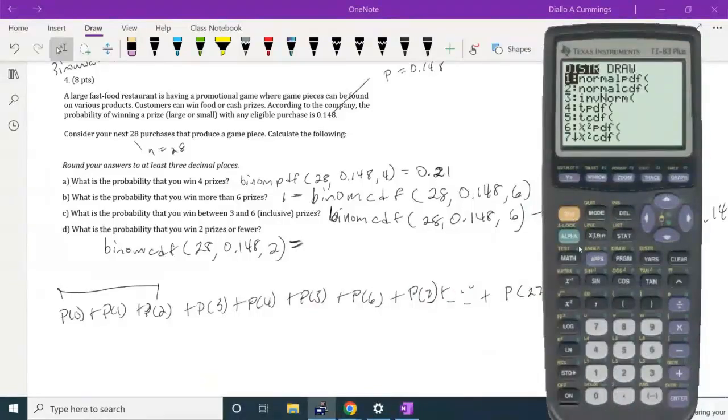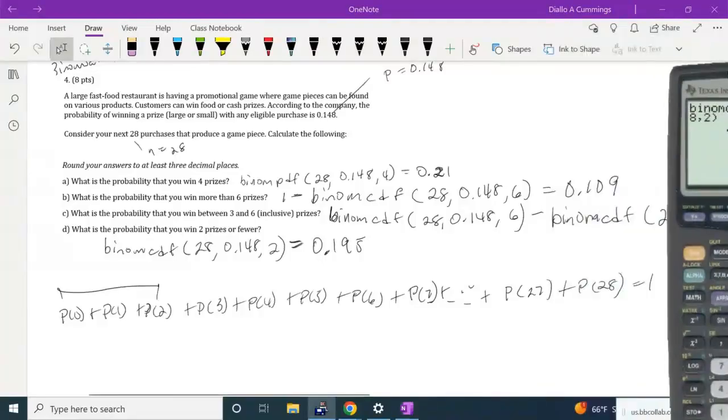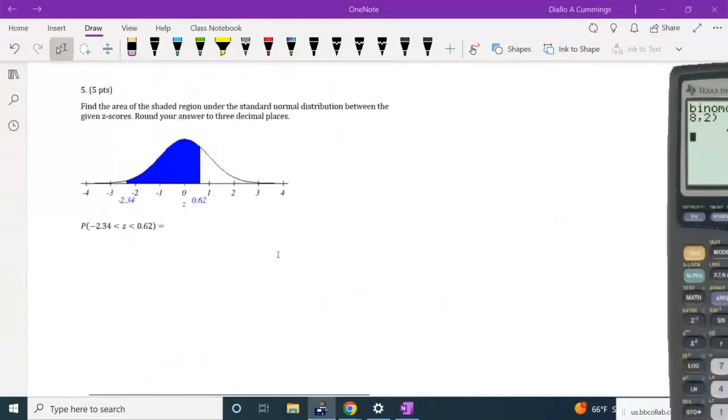Okay, and I'm just going to clear my screen. So the binomial CDF 28, 0.148, 2 has a probability of, to 3 decimal places, 0.195. Any questions about number 4? Number 3 and number 4 carry the 2 largest points on the test.